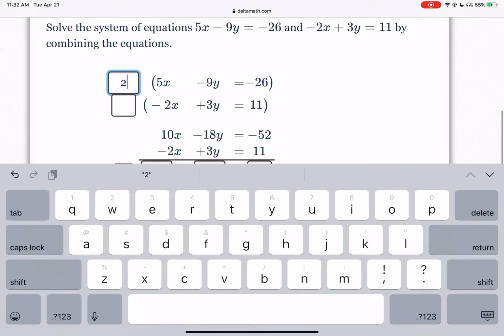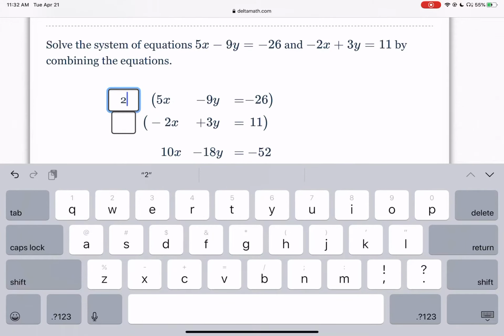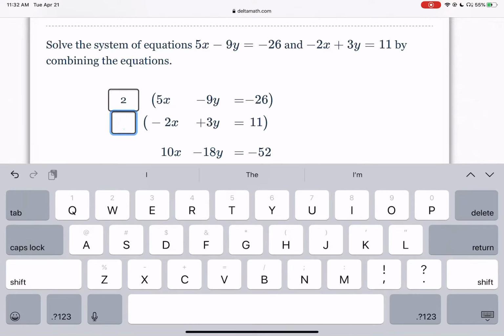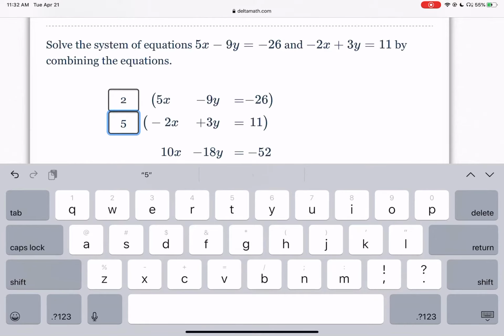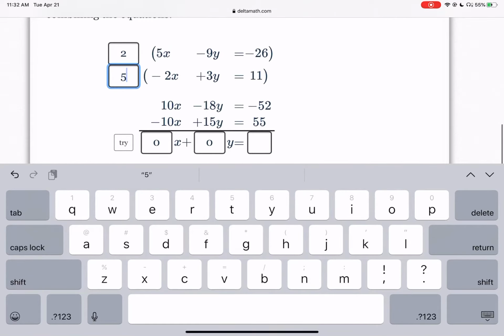then see how Delta Math automatically scales that. So 5, 9, and 26 become 10, 18, and 52. And then, of course, keeps the negative signs. This other one, if I scale it by 5, now 10, 15, and 55. So those have eliminated each other.